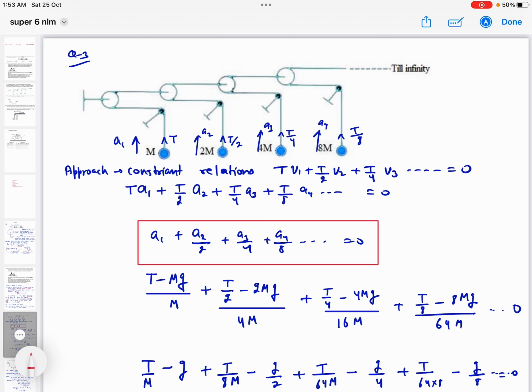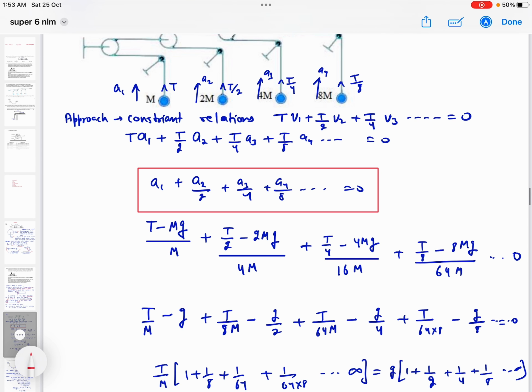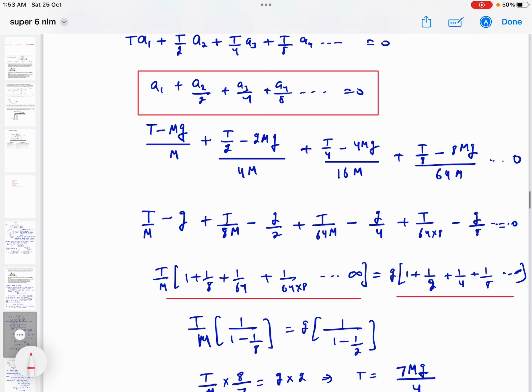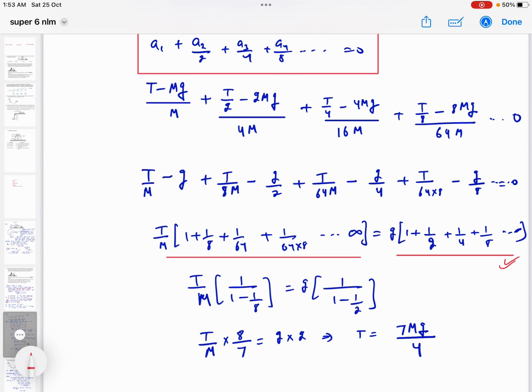Right, so this I'm writing. Now I'm separating the terms, the tension terms and the g terms, right? It's just calculation, not much in this question. So what are we getting, beta? Here we are getting an infinite GP on the left side, and on the right side also an infinite GP, right? So on calculation we get the value of tension T as 7mg by 4.